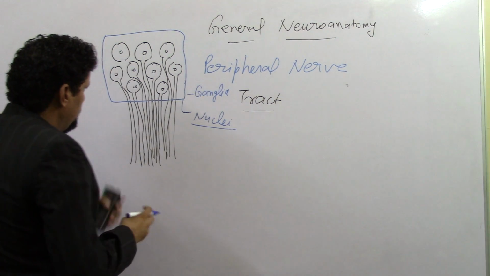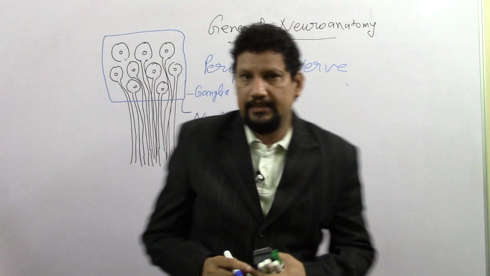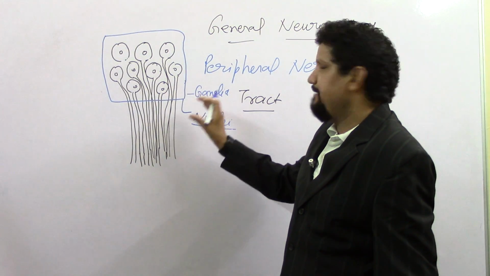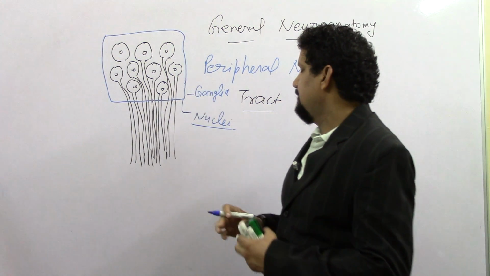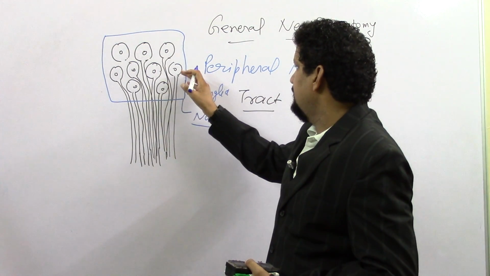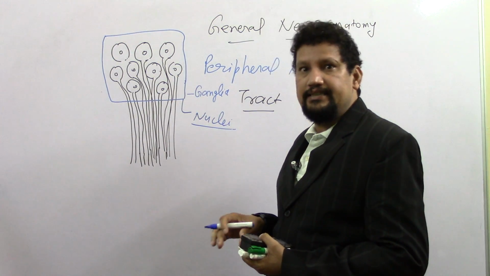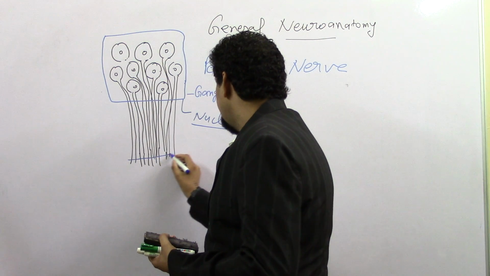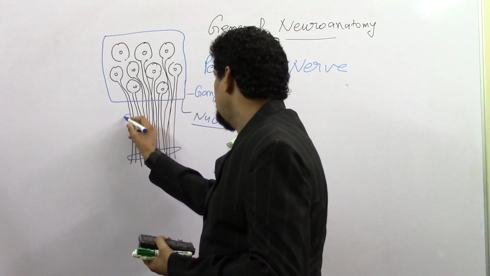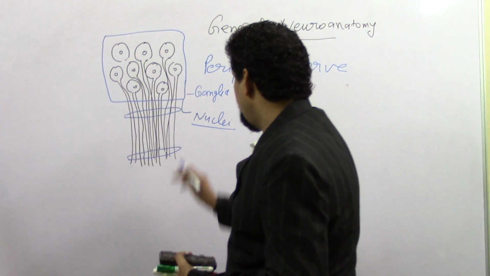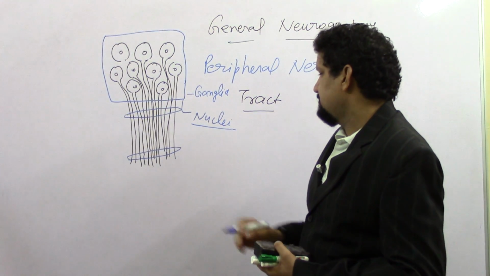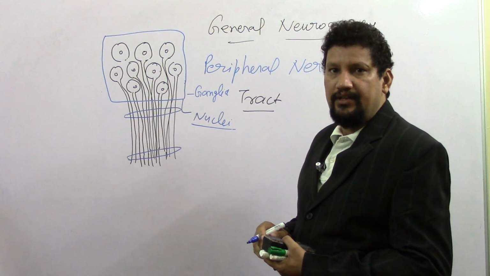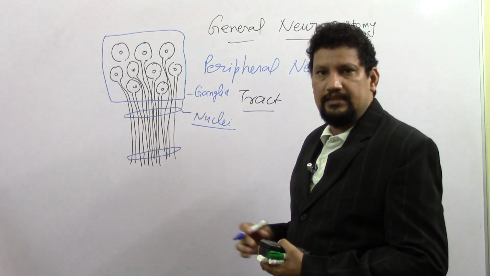The axons arising from the same nuclei or same ganglion, if these are arising from the central nervous system and running inside the central nervous system, this collection of axons is known as tract. But when this collection of axons leaves the central nervous system and enters the peripheral nervous system, this collection is known as peripheral nerve.